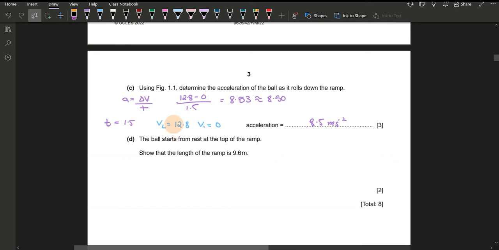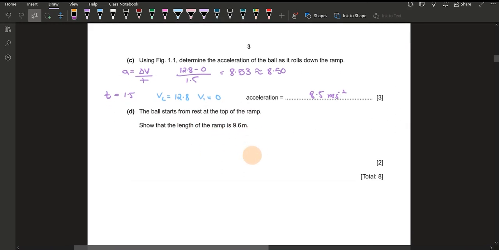So part D says the ball starts from rest at the top of the ramp. Show that the length of the ramp is this. We just found out the acceleration, right? We have the acceleration, which is 8.5. We have the initial velocity, which is u, 0. And we have the final velocity, which is 12.8. And we need to find s. So we can use our SUVAT equation, which is v squared equals u squared plus 2as.